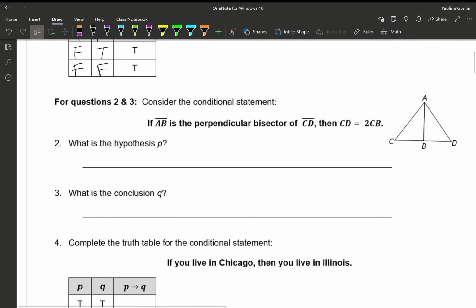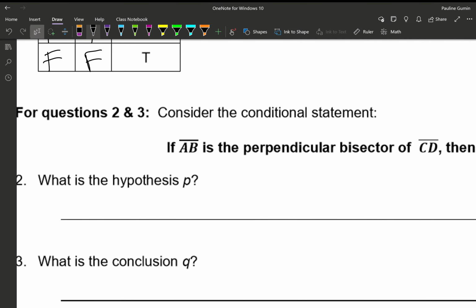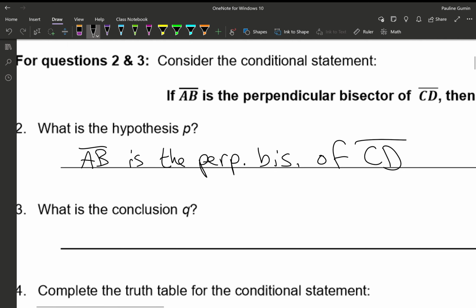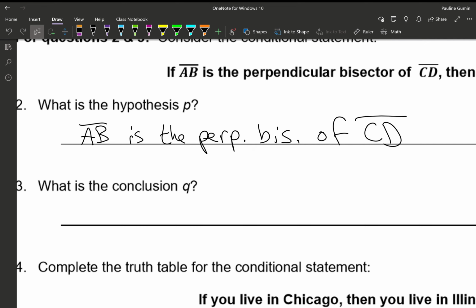For number 2 and 3, consider the conditional statement. If AB is the perpendicular bisector of CD, then CD equals CB. What is the hypothesis? Well, the hypothesis is always the first part of our statement, which would be AB is the perpendicular bisector of CD. Just saving myself some writing right there. I'm okay if you do that too. The conclusion will always be the second part of our statement. So in this case, the conclusion is CD equals CB.